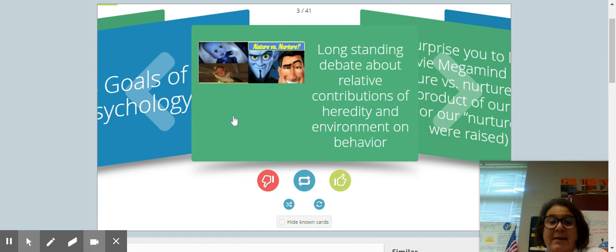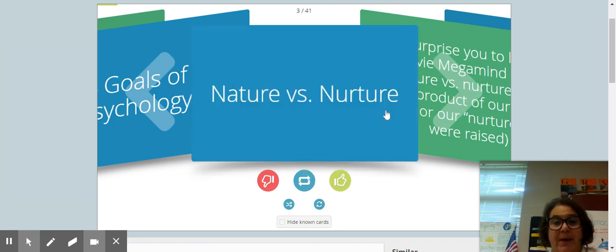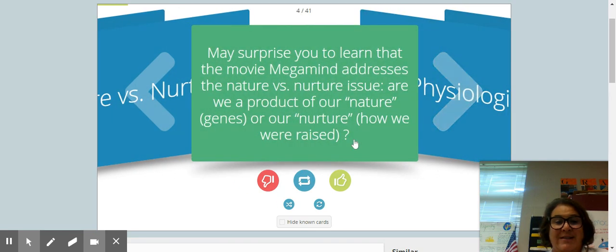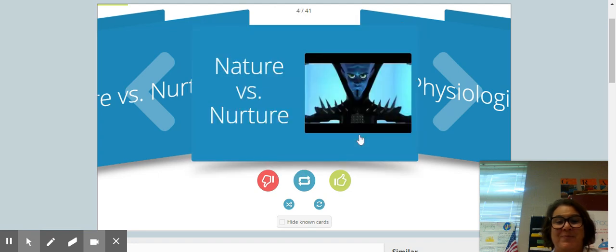The name for the long-standing debate about relative contributions of heredity versus the environment on behavior: the nature versus nurture debate. A good example of nature versus nurture in a movie some of you have seen, Megamind. So are we a product of our genes or our experiences, our learning, how we were raised?